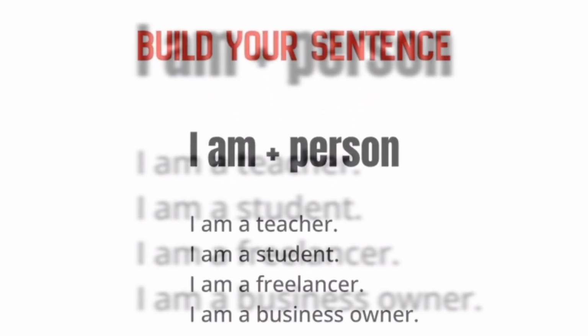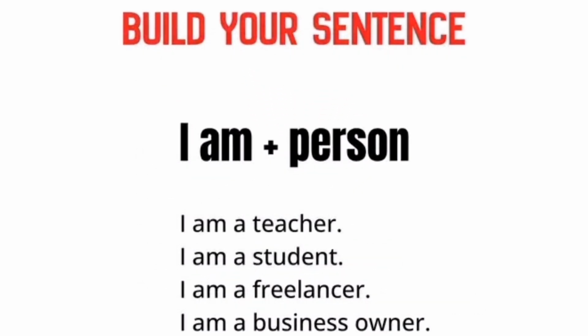Build your sentences. Here we take the verb to be, which is I am, plus the person. Then we build a sentence. For instance, I am a teacher. I am a student. I am a freelancer. I am a business owner. We simply take the verb to be, I am, then we add the person, the career.